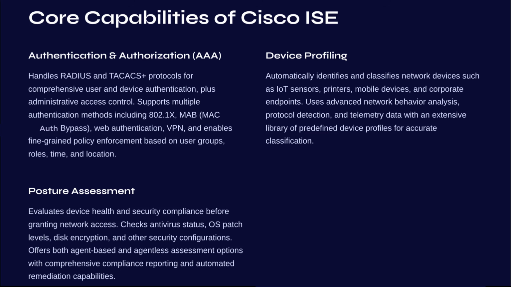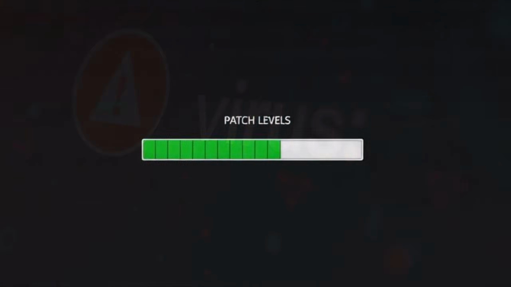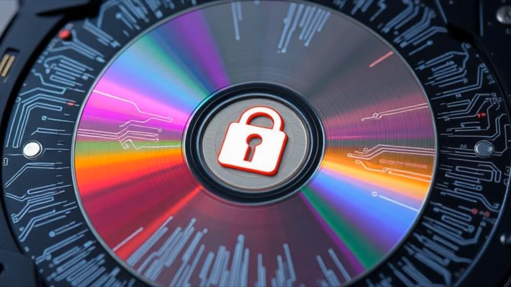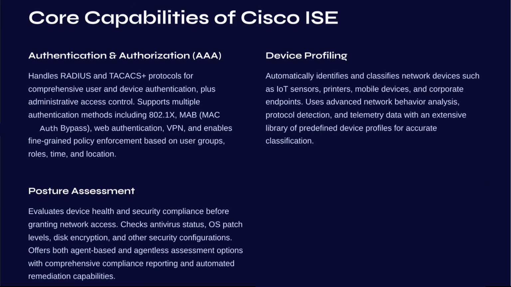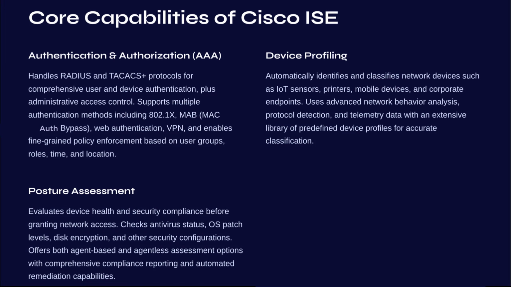And then there's, on the bottom left, posture assessment, which evaluates device health and security compliance before granting network access. So it checks the device. For example, it checks it for antivirus status or OS patch levels or disk encryption and other security configurations. So you can configure it to check certain aspects of the device. And it offers both agent-based and agentless assessment options, with detailed compliance reporting and automated remediation capabilities.